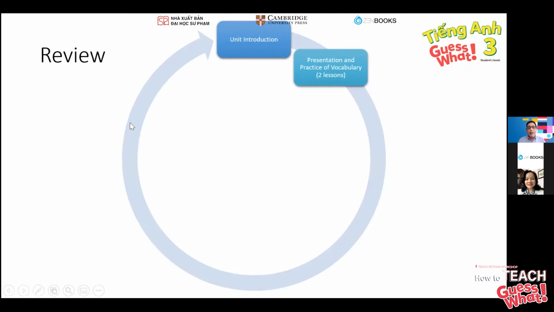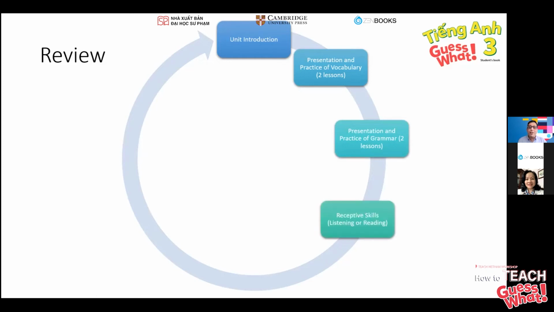The next thing, 2 lessons that are the presentation and practice of vocabulary. Input, input, input. System, system, systems. And then presentation and practice of grammar. Input, input, input. System, system, systems.